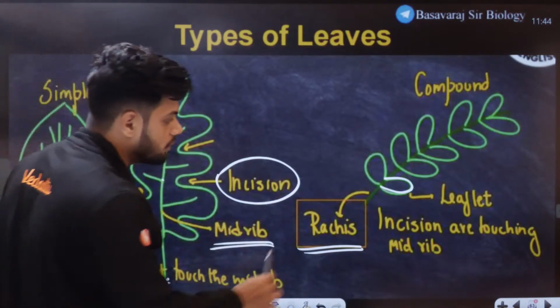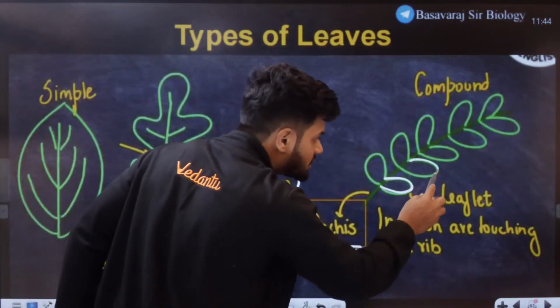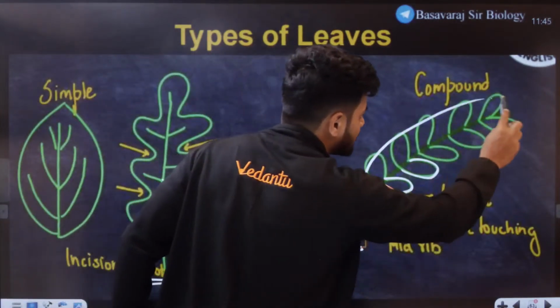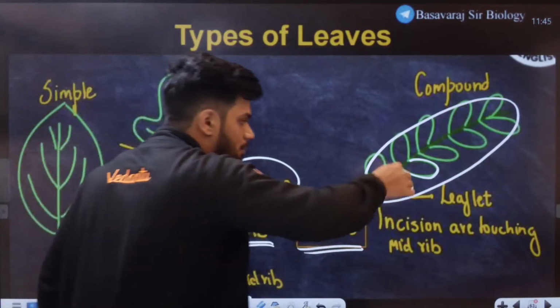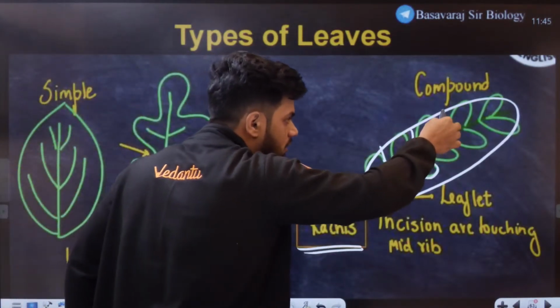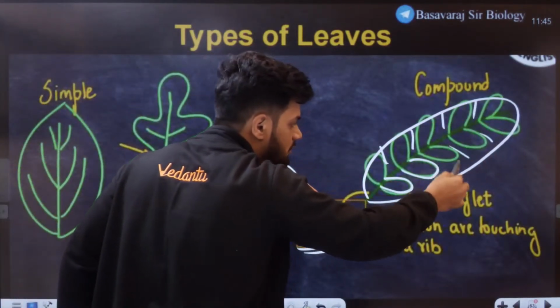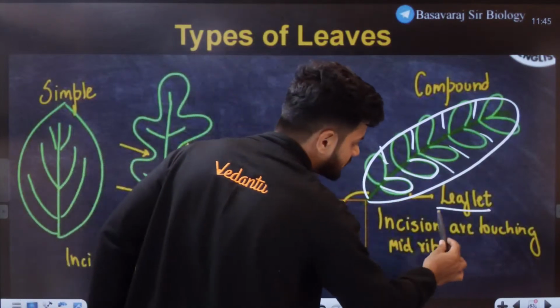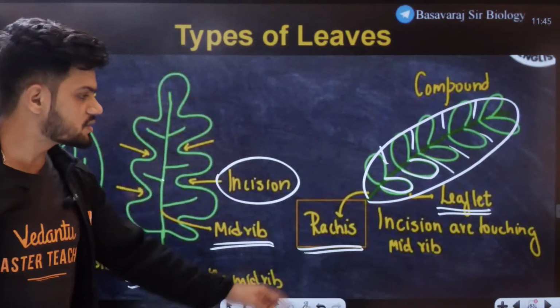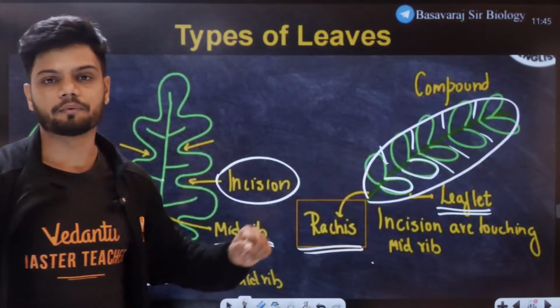See, imagine this is the entire leaf. Here we have multiple incisions. All the incisions are touching the midrib. Can you see? Touching the midrib. And each one is called a leaflet here. So incisions touching the midrib, compound leaf.